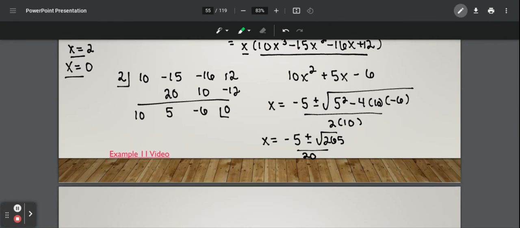And so if we do negative 5 plus root 265 divided by 20, we get 0.56. And if we do negative 5 minus root 265 over 20, we get negative 1.06. So those would be your other two approximate zeros. If you had to leave them exact, you would just write them in that form.